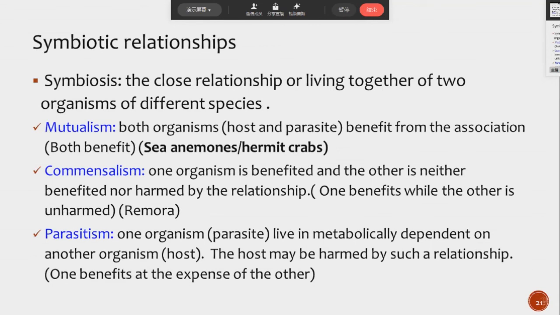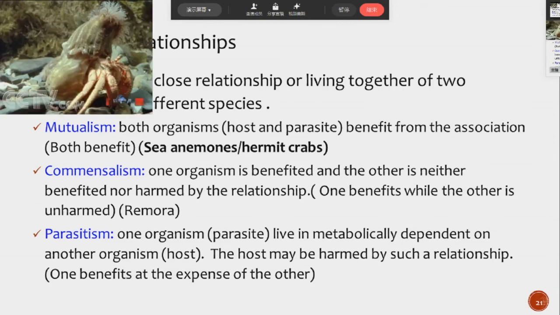So if two living organisms are living together, this relationship we call symbiosis. Two different living organisms living together we call symbiosis. But if during their living together both of them benefit, in this way we call it mutualism. Just like the hermit crab and the sea animals. This one can produce toxins, but the crab can carry the animals and they can move. So both of them benefit. In this way we call it mutualism.